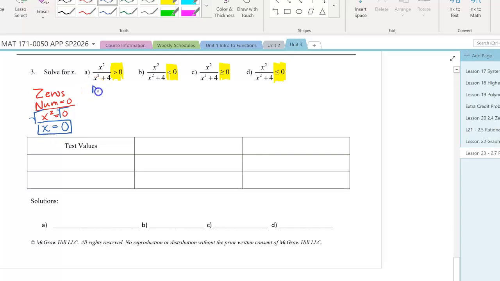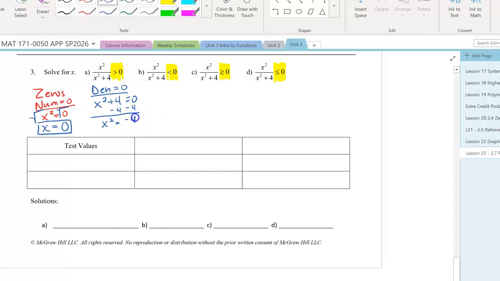Now we look for values that make the denominator equal to 0. That would be where the function is undefined. But notice what happens when I try to solve this for x. One way I can do that is to subtract 4 from both sides, and that would give me x squared equals negative 4.